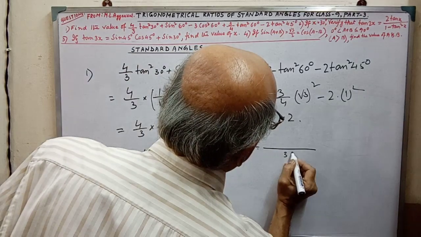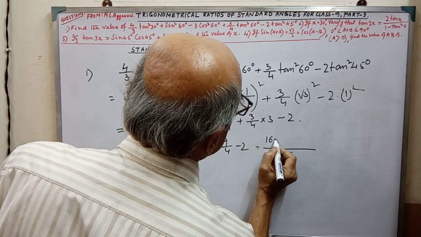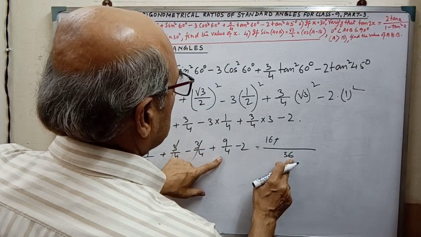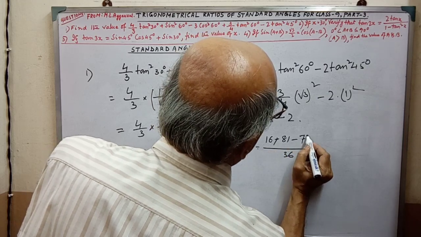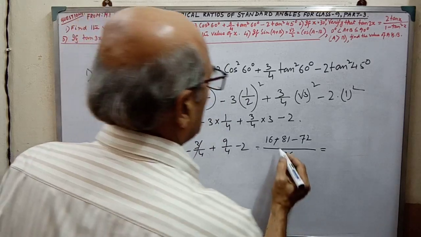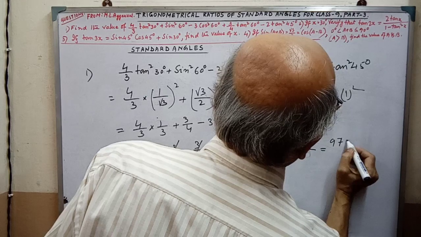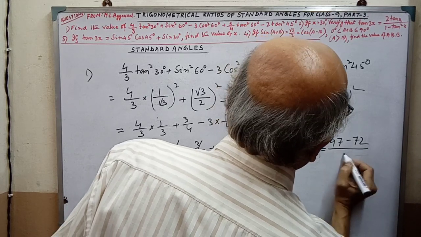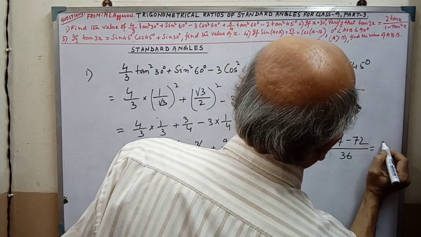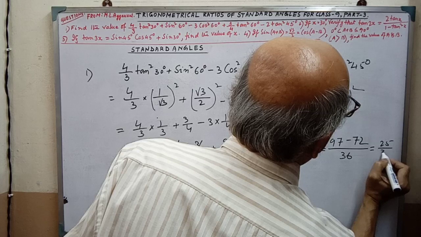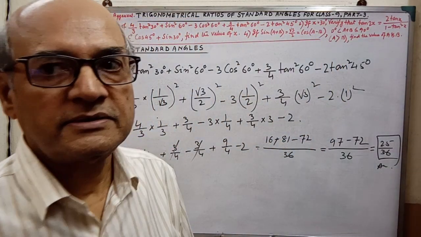LCM is 36. Then 36 divided by 9, that is 4. 4 into 4 is 16, and 9 into 9 is 81, minus this is 72, equal to 97 minus 72 divided by 36, equal to 25 divided by 36. This is the answer. I think it is clear.